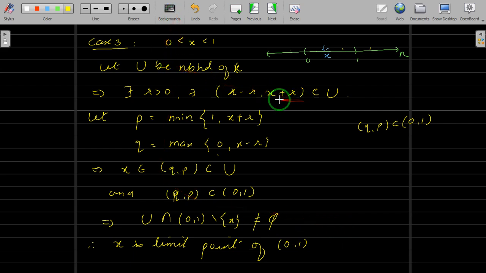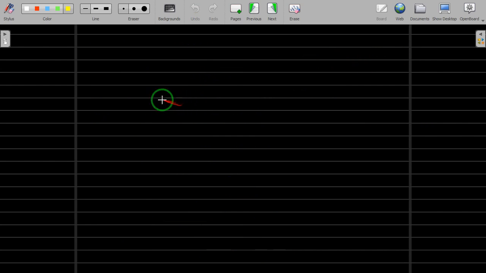Okay, so almost we have exhausted all the cases except at 0 and 1, because first we have taken less than 0, second we have taken greater than 1, third we have taken in between 0 and 1. Now we have to take these two. Okay, so now let us take case 4.